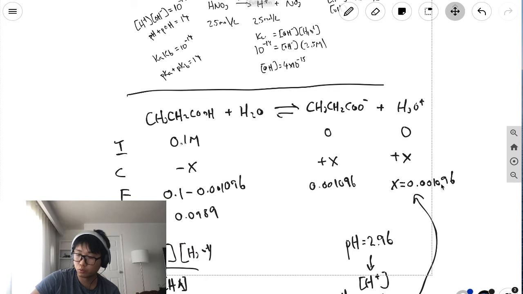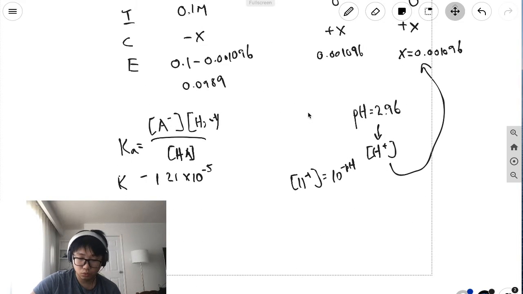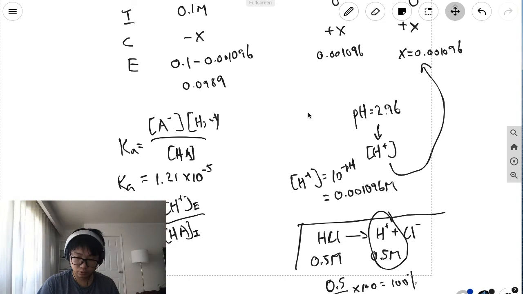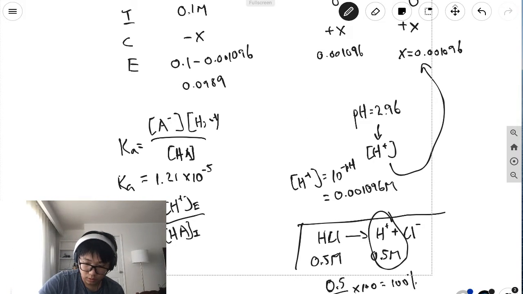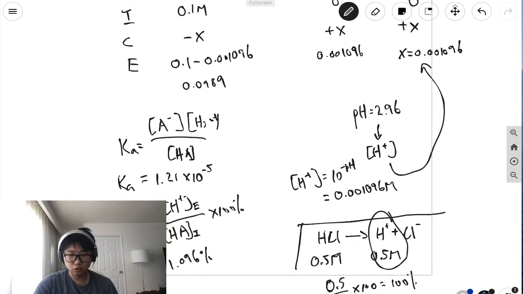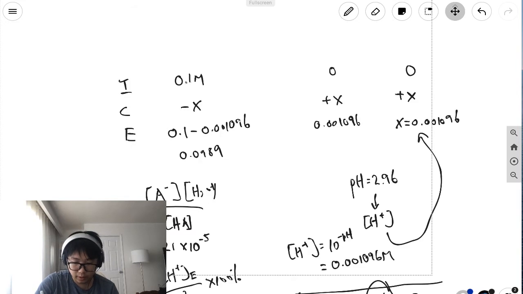Well, 0.001096. If 0.1 made 0.1, that would be 100%. So who do you think should divide by who? We're going to divide the smaller number by the bigger number, the amount of acid that was dissociated from the original acid. So it's going to be 0.001096 divided by 0.1, and of course we're going to multiply that by 100. And that is going to give me 1.096%.